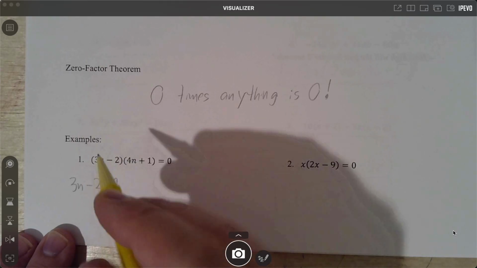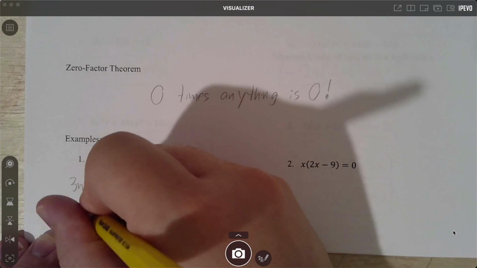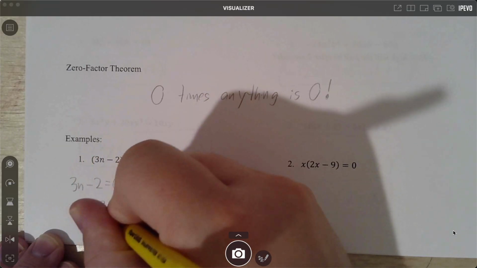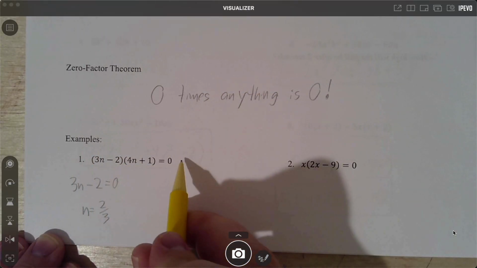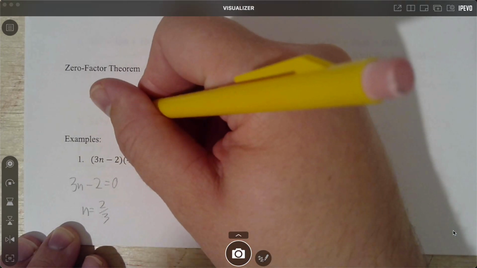So what could I plug in to make this first parentheses 0? What makes this first parentheses 0? And I'm going to do this really quick, but you would just add 2 and divide 3. So n equals 2/3 will make this whole thing 0. And if you think about that, I mean, we should probably work that out at least once.